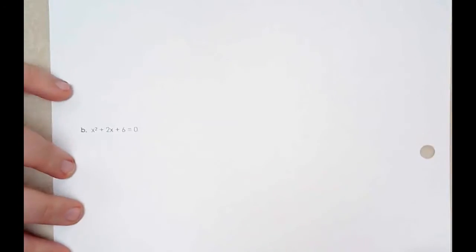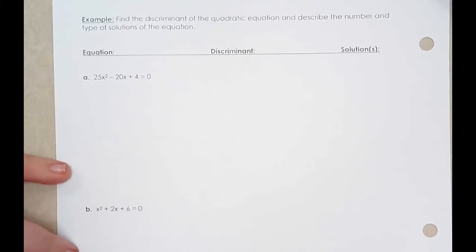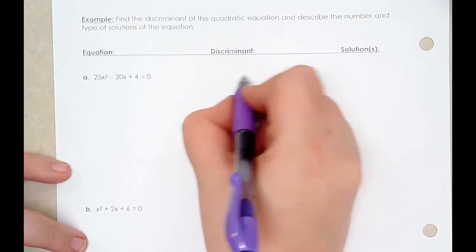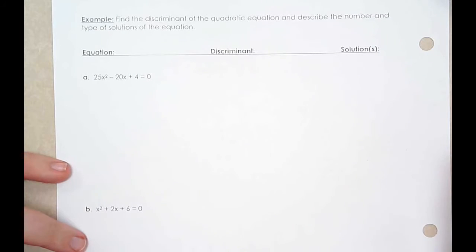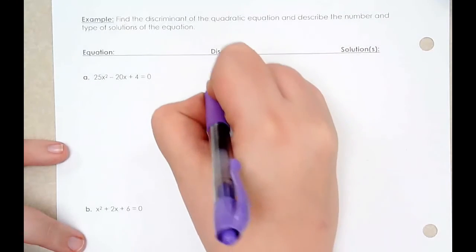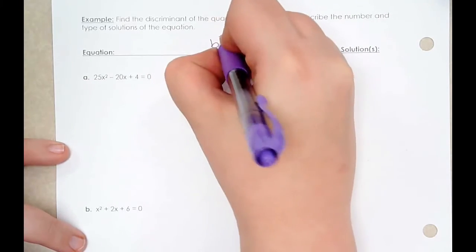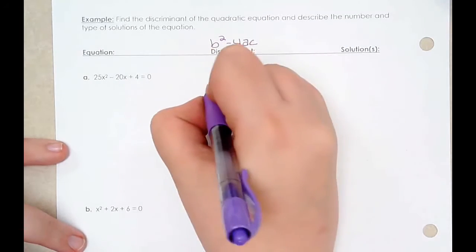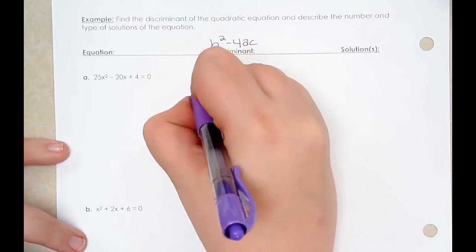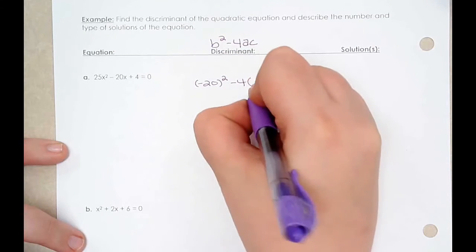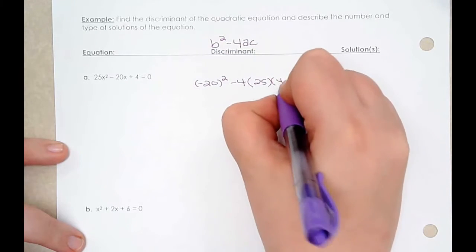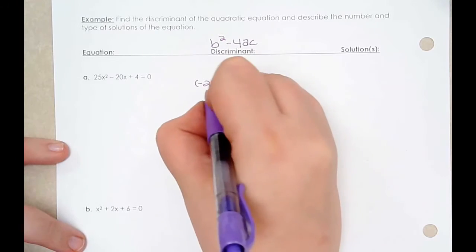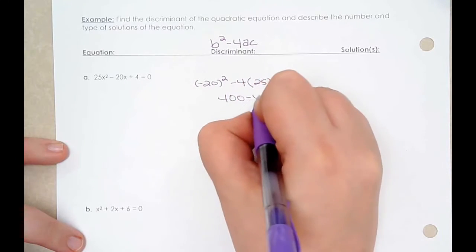In this section, we use the discriminant to figure things out. We can't find the solutions with the discriminant; we have to use the formula for that. But we can find out how many solutions we should have. So let's do that. I'm going to rewrite discriminant. It's b squared minus 4ac. All right. B squared in this case is negative 20 squared minus 4 times 25 times 4. This is 400. This is 400. You get 400 minus 400. It equals 0.